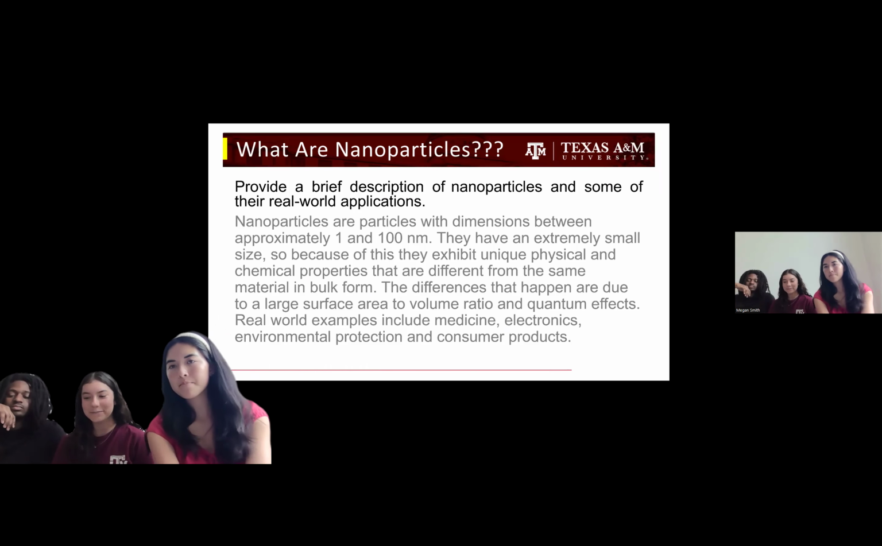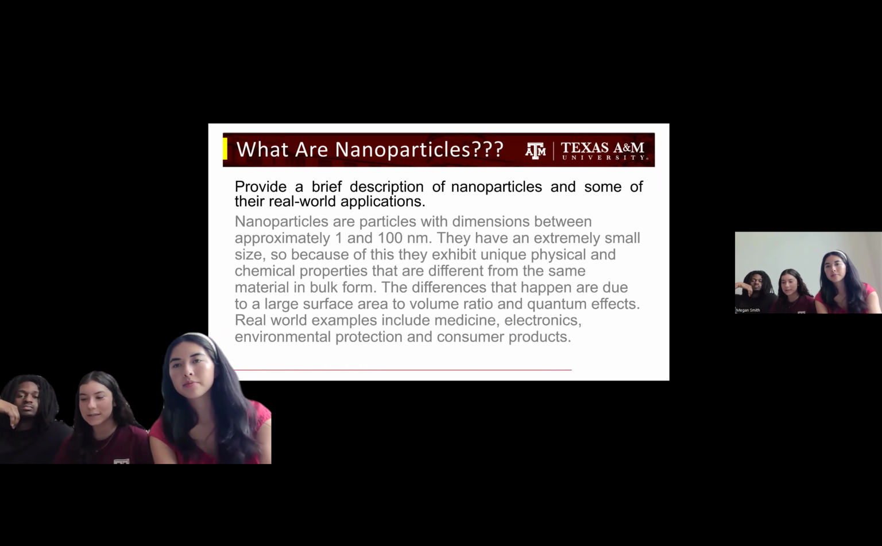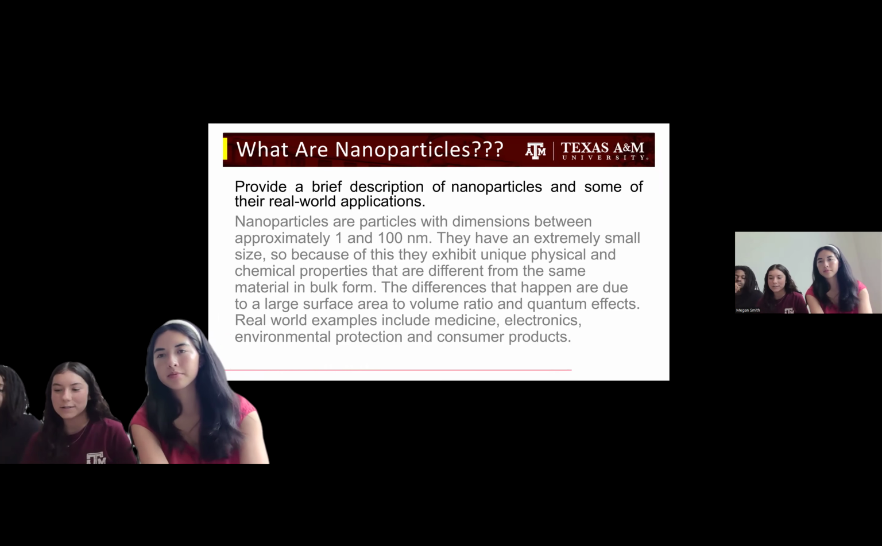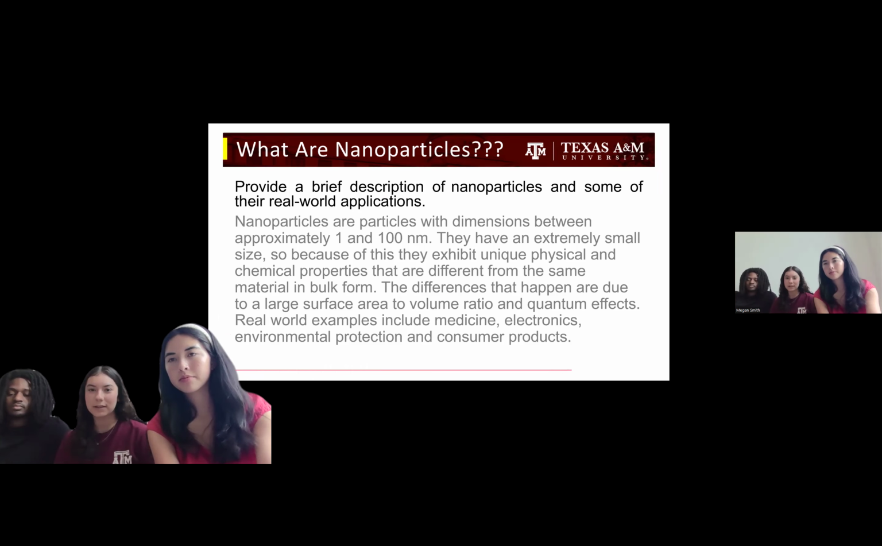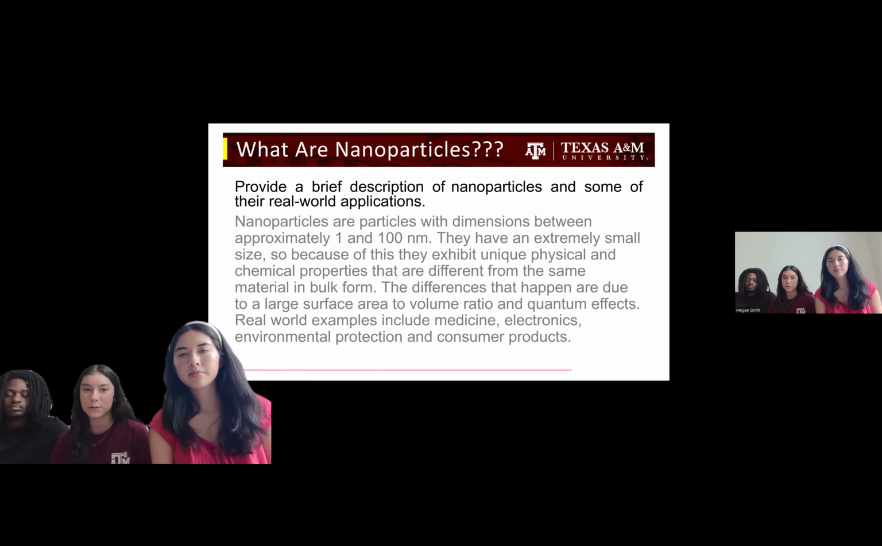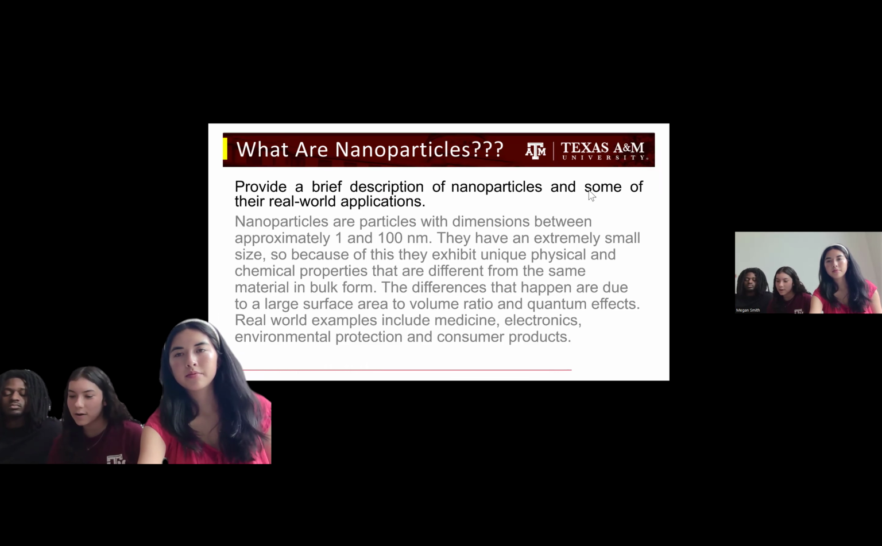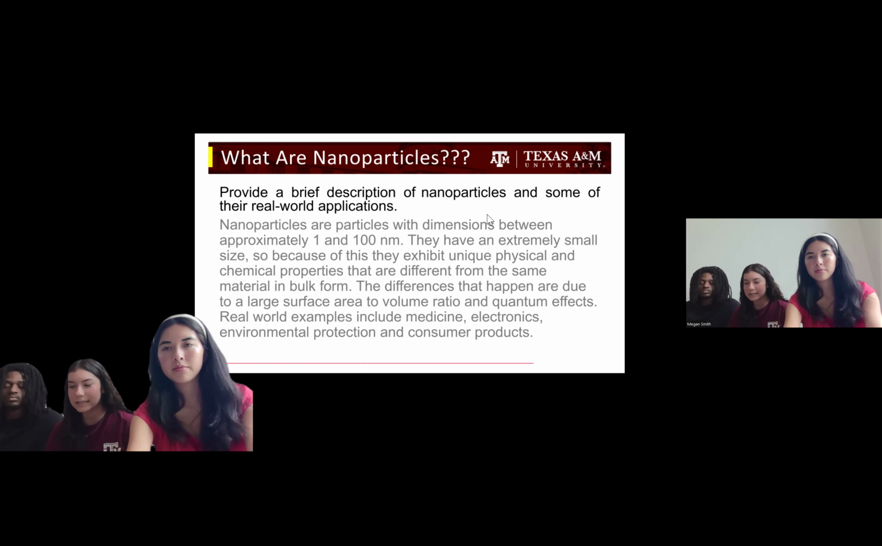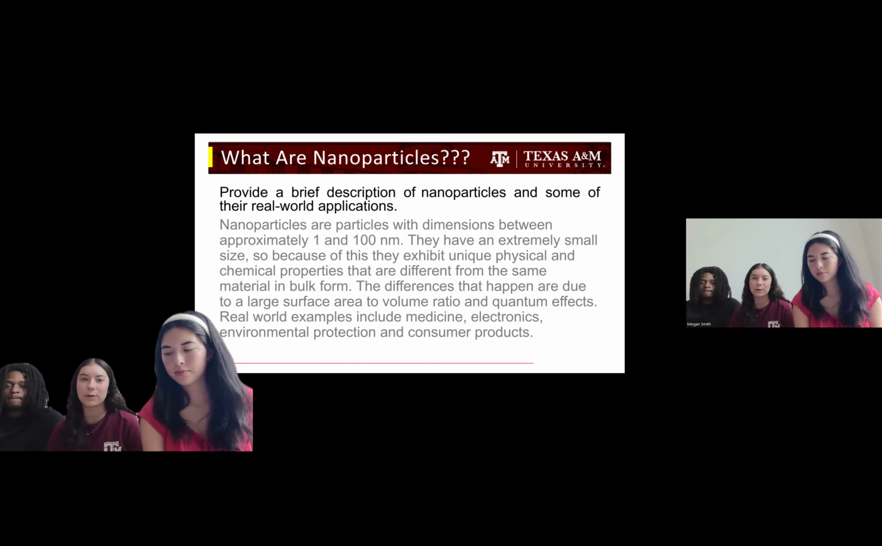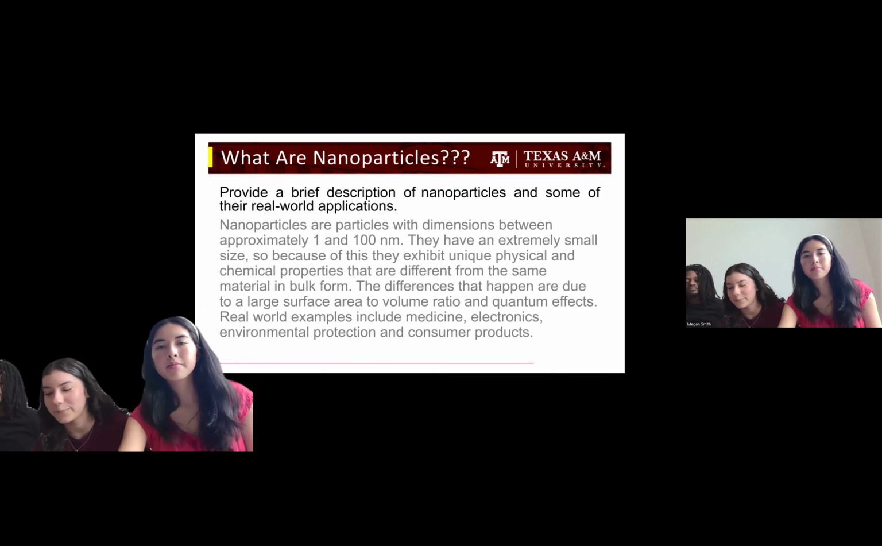What are nanoparticles? Nanoparticles are extremely small particles between 1 and 100 nanometers. At this scale, materials behave differently than they do in bulk form because of two major reasons. They have a very large surface area to volume ratio, and they experience quantum effects that change their optical and chemical behavior. These unique properties are why nanoparticles are used in medicine, electronics, environmental cleanup, and consumer products. In our experiment, we're working with silver nanoparticles, which show different colors depending on their size and shape.